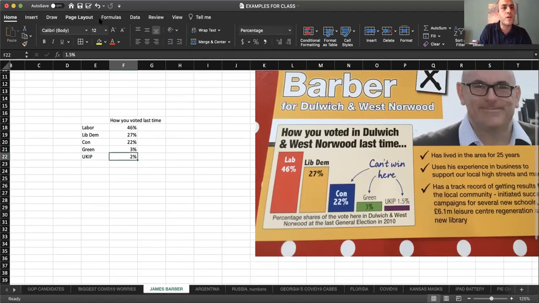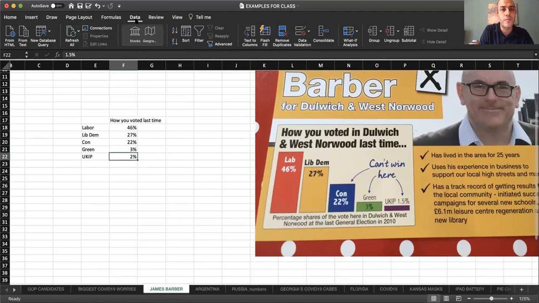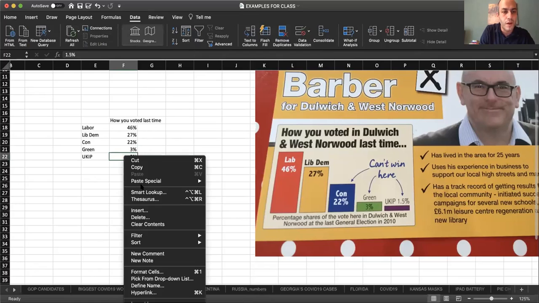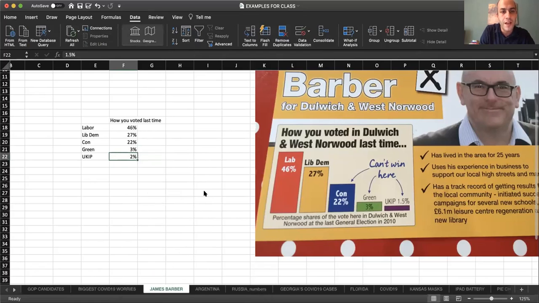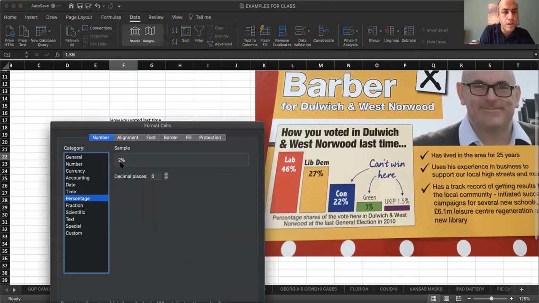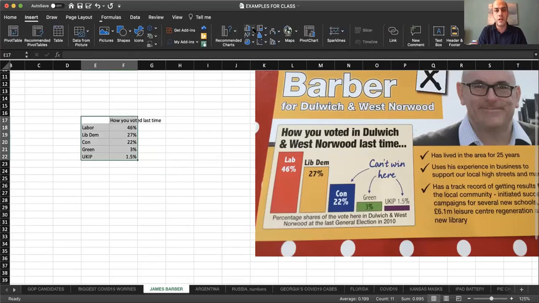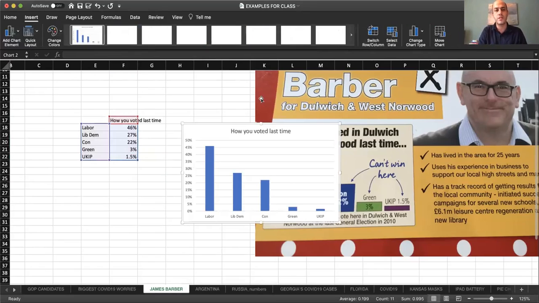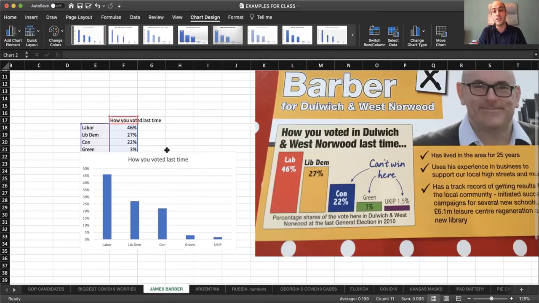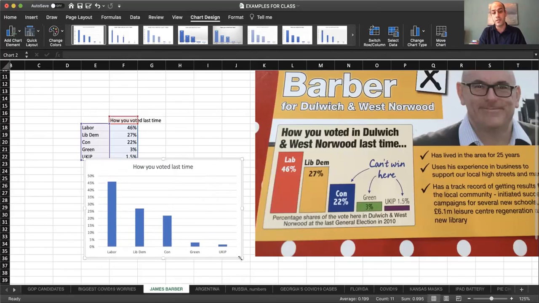So if you don't want it to round up, you can do a right click and say format. I don't want you to round my numbers. Decimal, show one decimal place. Here we go, 1.5%. And then you can always say insert and click on the columns, and you can choose the columns. And actually, this is the right one, how you voted last time.